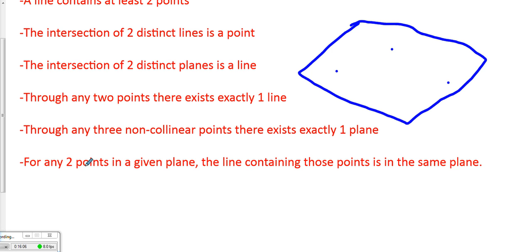And lastly, for any 2 points in a given plane, the line that contains those points is also in that same plane. So if I put this point and this point in this plane, and then I connect these 2, oops, kind of missed them, but let's say I hit them, this line has to be in this plane, has to be touching or right on that flat surface.